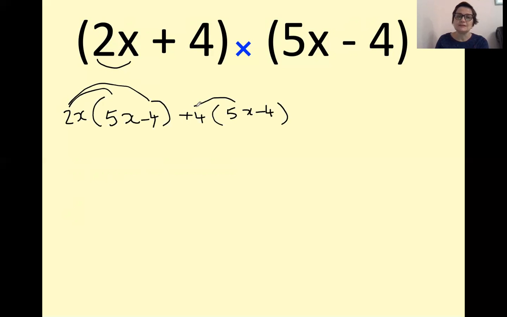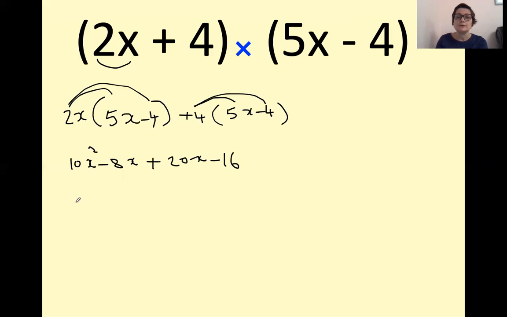And now we expand, which means expanding two different single brackets, and the term outside the bracket multiplies every single term that is inside the bracket. So 2x times 5x. Remember, 2 times 5 is 10, x times x is x to the power of 2. Now, 2x times minus 4 is minus 8x. Now, this is a plus, 4 times 5x becomes 20x, and 4 times minus 4 becomes minus 16.